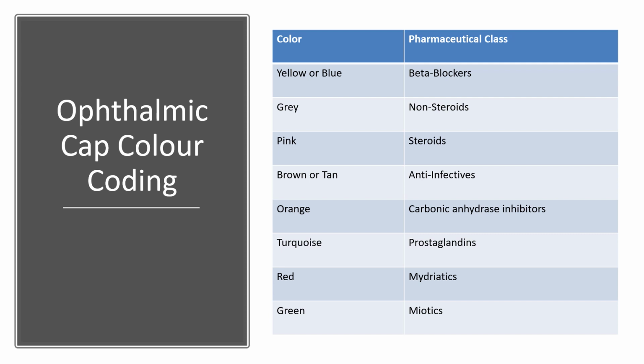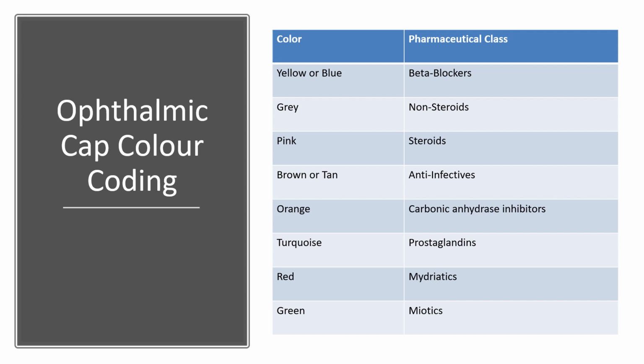Now there is a certain cap color coding system which is being used by the industry. This cap color coding helps in the identification of different sorts of products. Suppose a company is making many ophthalmic eye drops, they can simply identify them with the help of the cap color coding. So the caps are of different colors depending on the type of drug. For example, if we are packing beta blockers, the cap would be either blue or yellow; if the drug is a non-steroid, the cap will be gray; if it is a steroid, the cap would be pink.